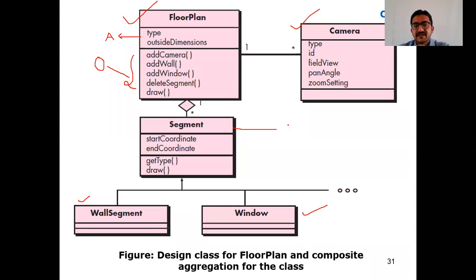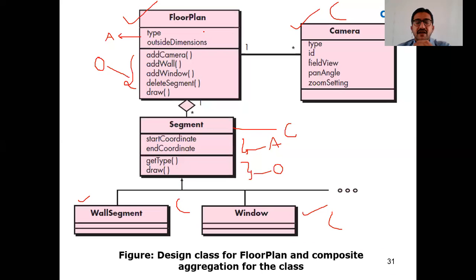Camera is a class. Window is a class. This wall segment is a class. Now for the wall segment class, start coordinate and end coordinate are both called attributes. And get type and draw are called operations. So a class consists of attributes and operations. For the floor plan class, the attributes are type and outside dimensions. The operations are add camera, add wall, add window, delete segment, and so on. That is draw, right? So like this, we are connecting them to each other.